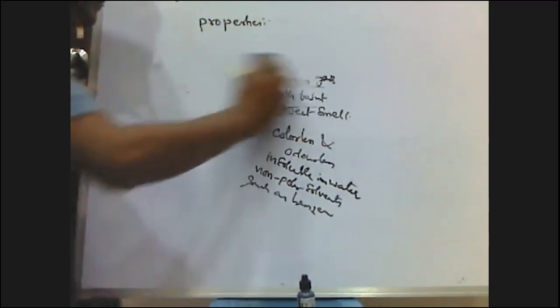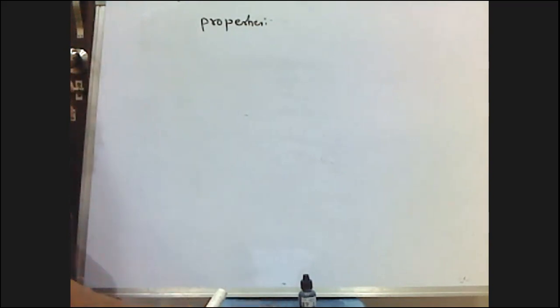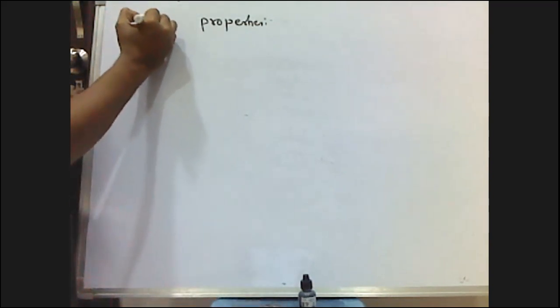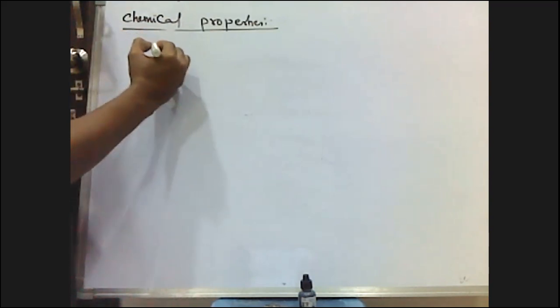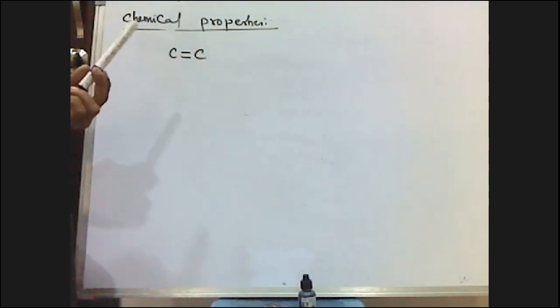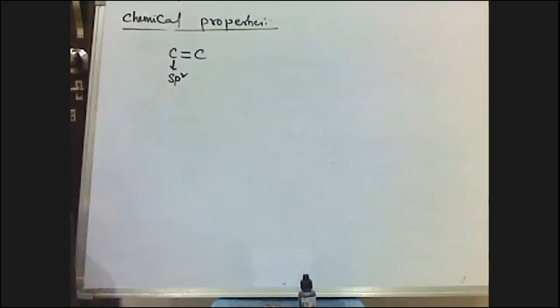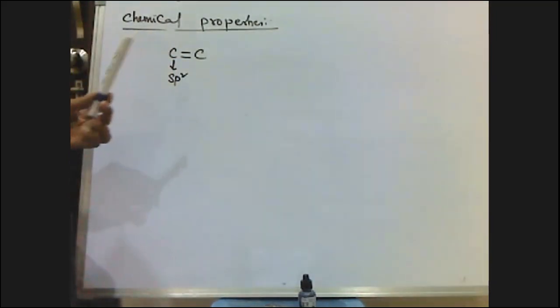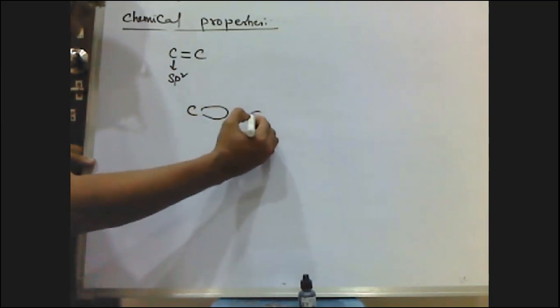Now let me discuss some of the chemical properties of alkenes. We know that alkenes are unsaturated hydrocarbons having a carbon-carbon double bond. In this carbon-carbon double bond containing species, carbon undergoes sp2 hybridization. And in this sp2 hybridization, the carbon forms an axial overlapping sigma bond.